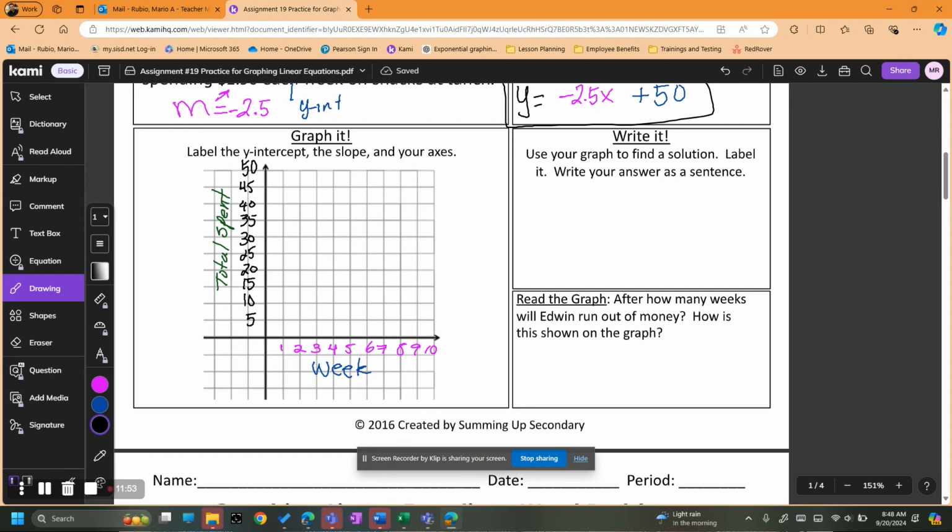$25, I kind of skipped it because I thought I was running out of space, but then it looks weird having a blank. So we're going to number these. Each little square is worth $5.